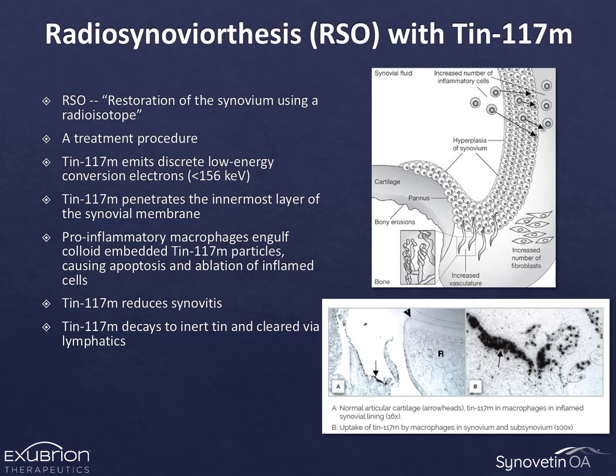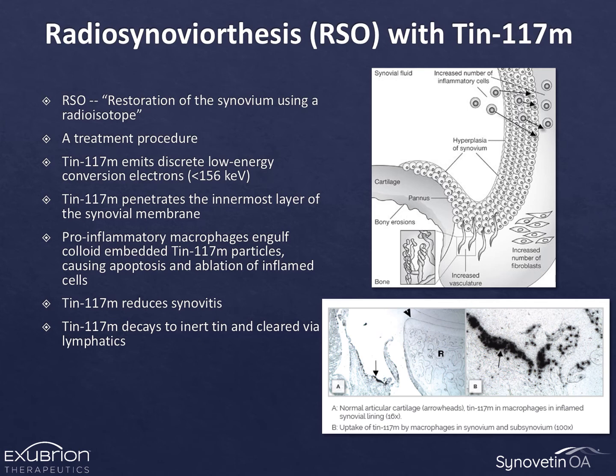This is achieved by implementing the treatment of radiosynoviorthesis with the therapeutic tin-117m. The M referring to metastable as it relates to the rate of decay compared with other radionuclides. Radio refers to the radionuclide, synovi refers to the synovium target, and orthesis refers to a restoration back to a more normal state. Summarizing major points, tin-117m emits discrete low-energy conversion electrons in its mode of action.